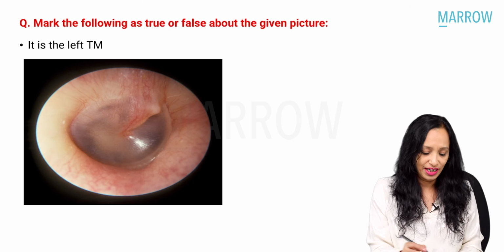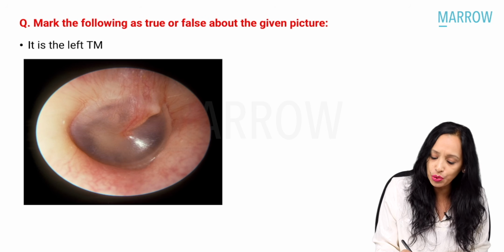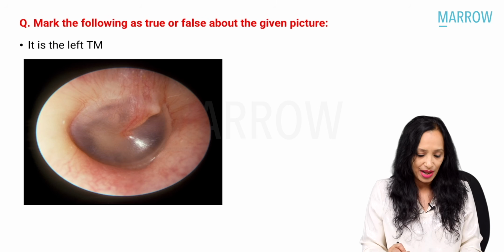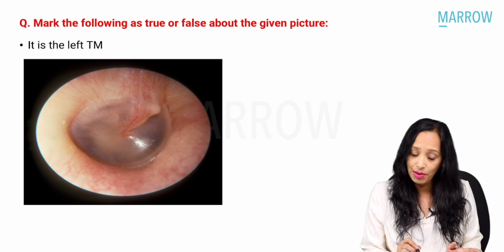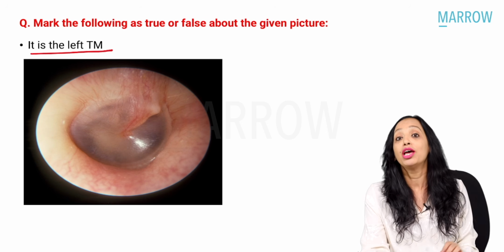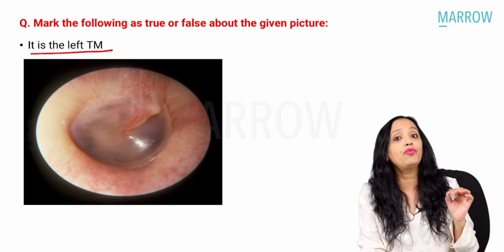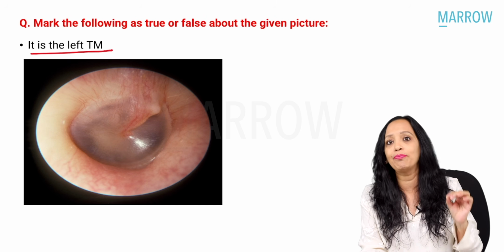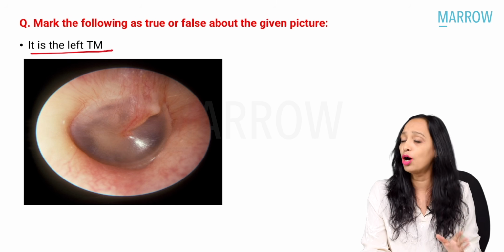So the next question, mark the following as true or false about the given picture. And what we are seeing is the tympanic membrane, and the incorrect choice there was, it is the left tympanic membrane. So yes, this is very important. We need to identify which tympanic membrane it is.